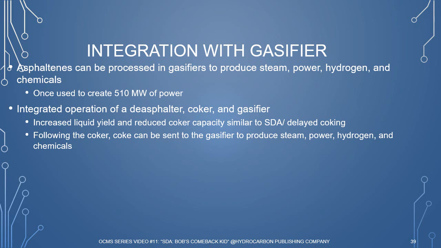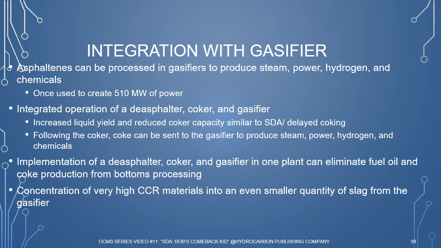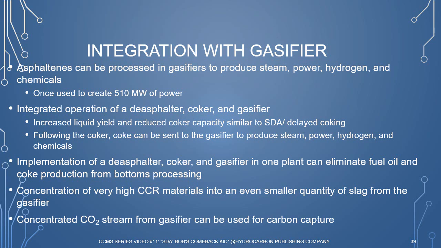The implementation of a deasphalter, coker, and gasifier in one plant will essentially eliminate fuel oil and coke production from bottoms processing, concentrating the very high Conradson carbon residue materials into an even smaller quantity of slags from the gasifier. Furthermore, the concentrated carbon dioxide stream coming from the gasifier makes a good candidate for carbon capture, enhancing environmental performance and process economics.